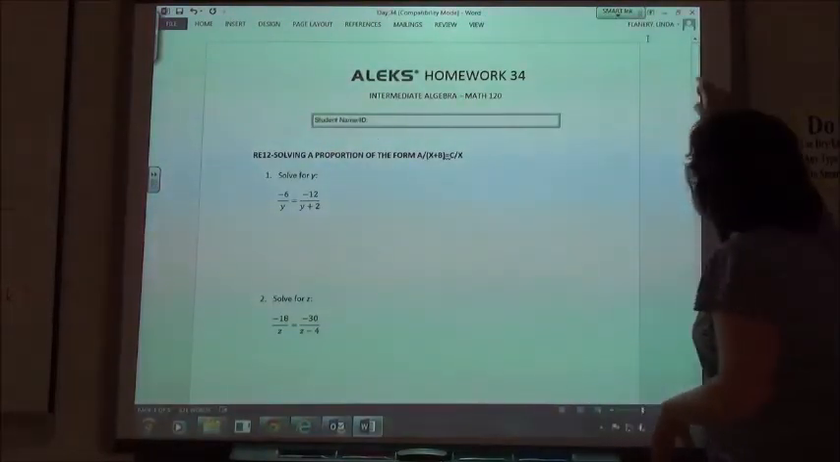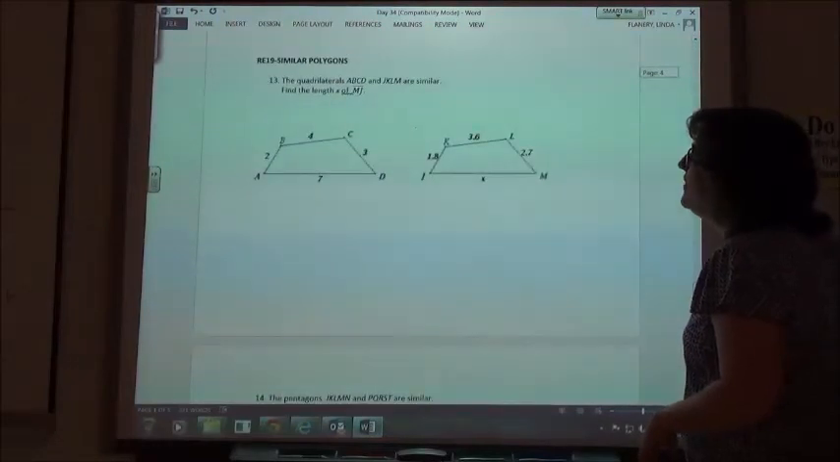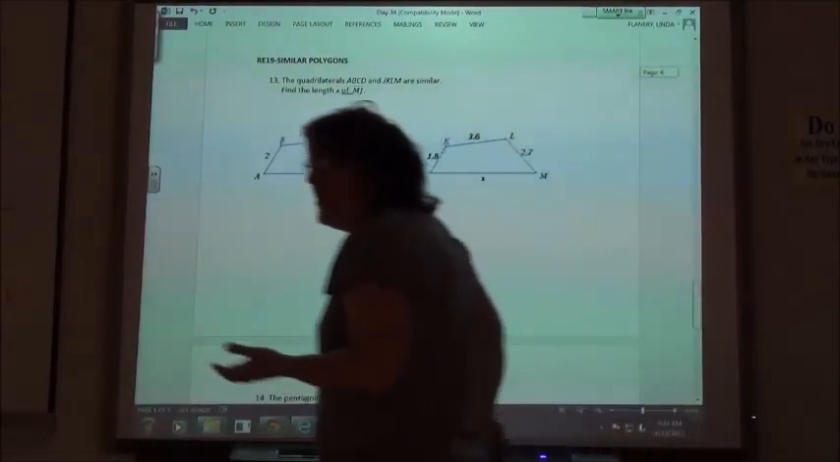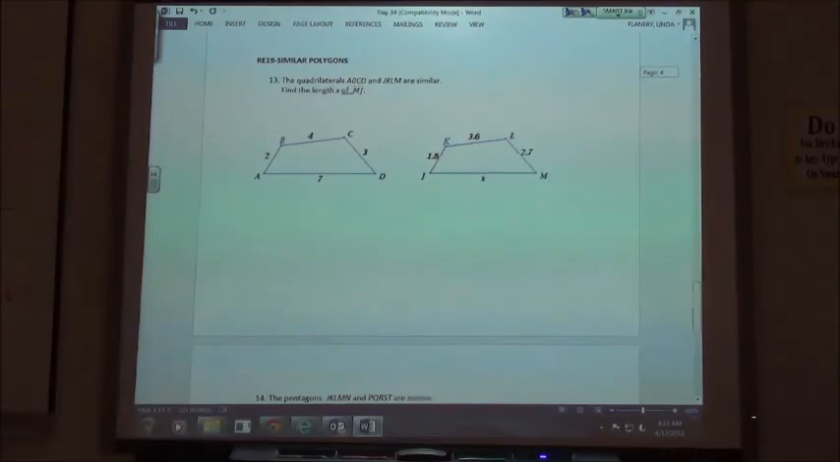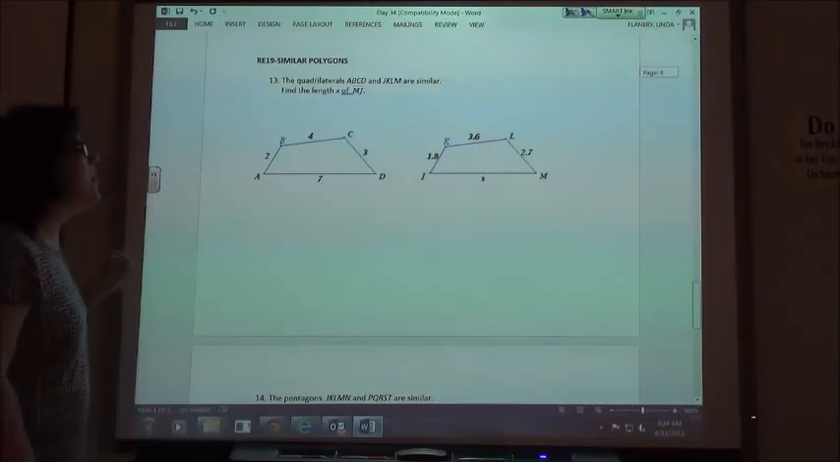And the last 3, I think, on this page, yep, are on similar polygons. If my polygons are similar, again, I can solve this by setting up a proportion, because if I double one side on the shape, then I got to double one side on the other shape and all of that good stuff. So what they're going to have you do is set up a proportion.